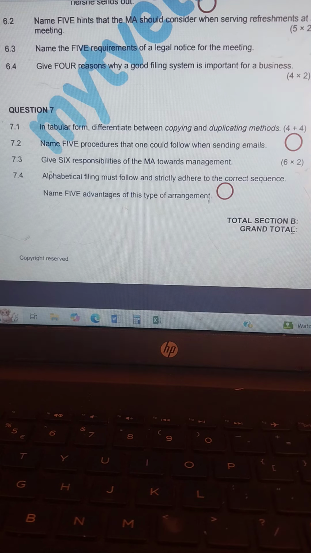Then we go to 7.3. Give 6 responsibilities of the management assistant towards management. Number 1, a secretary acts as the manager's gatekeeper and as such is the first point of contact with people inside and outside the business. That is your number 1.